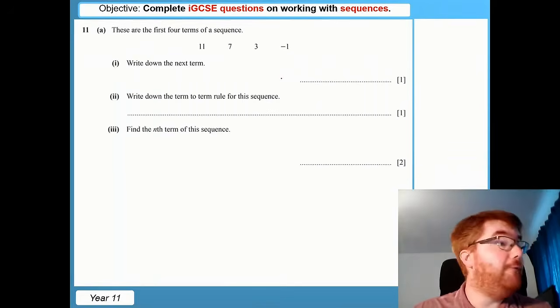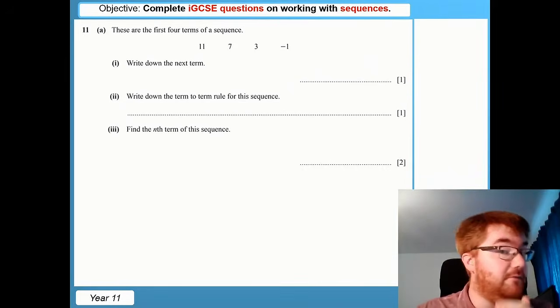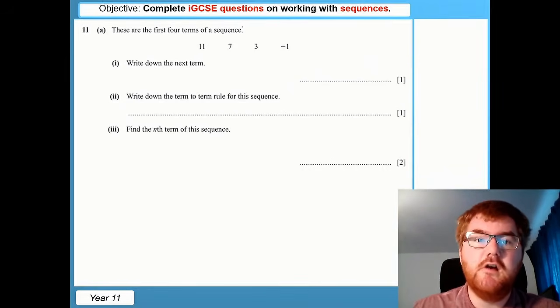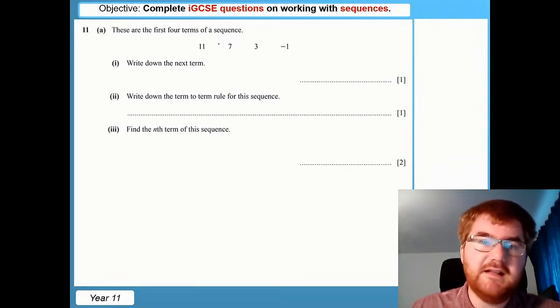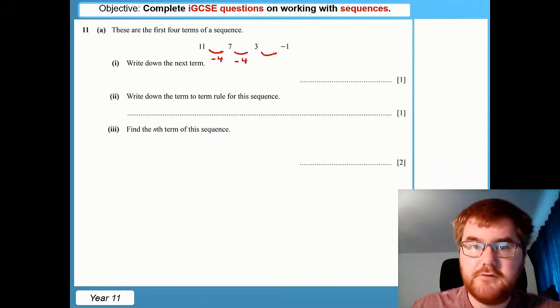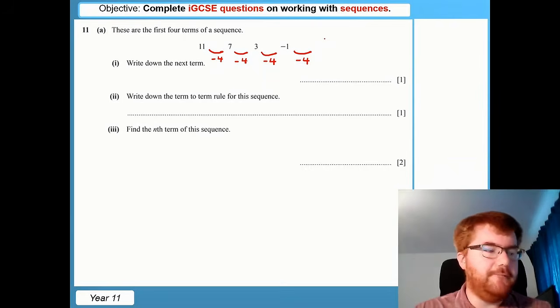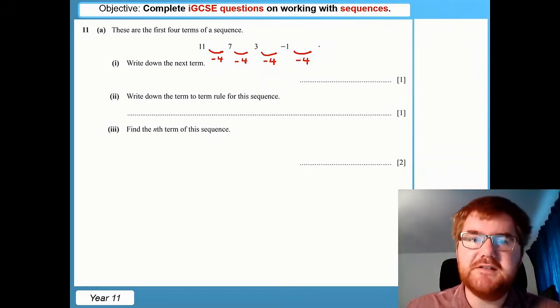So this comes from a paper 4 rather than a paper 2, so it's going to be a little bit more involved. These are the first 4 terms of a sequence. Write down the next term. Well, let's see what's going on here. This is going down in 4. 11 minus 4 is 7. 7 minus 4 is 3. 3 minus 4 is minus 1. So if we minus 4 again, think of it like temperature. It's minus 1 degrees. It gets 4 degrees colder. Then that's going to be minus 5.